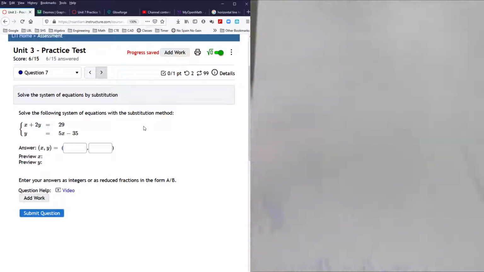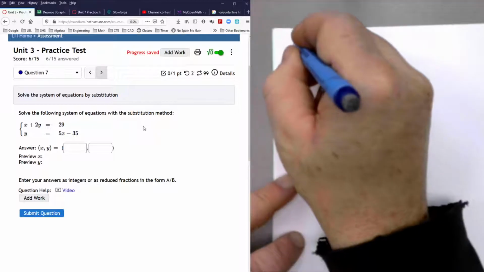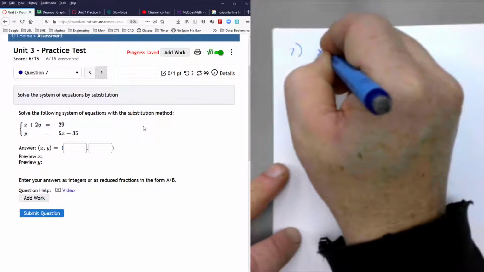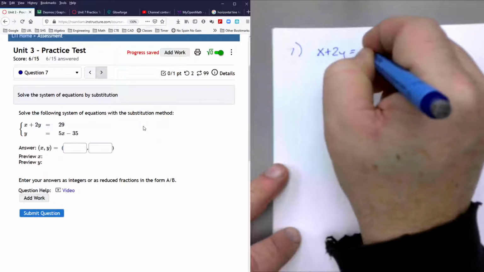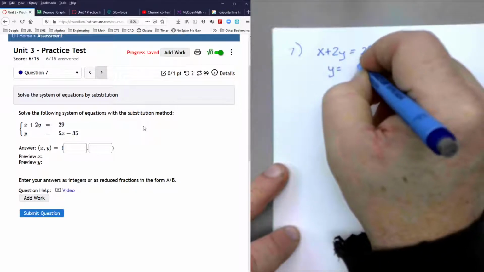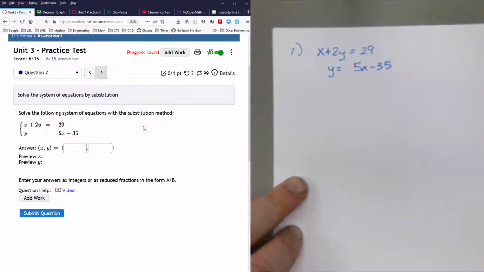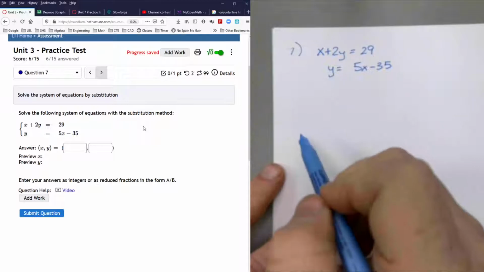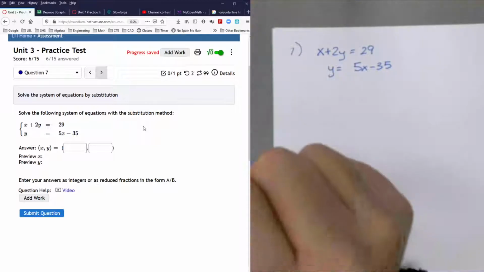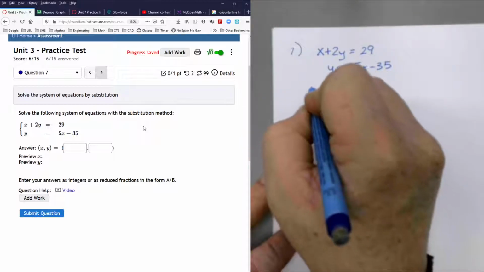Okay, next question, question number 7. So again, we're using substitution. So we have x plus 2y is equal to 29. And they give us that y is 5x minus 35. Now this is all set up for substitution. We've got one variable all by itself, so we can just go right ahead and substitute that. We're going to replace y with 5x minus 35.